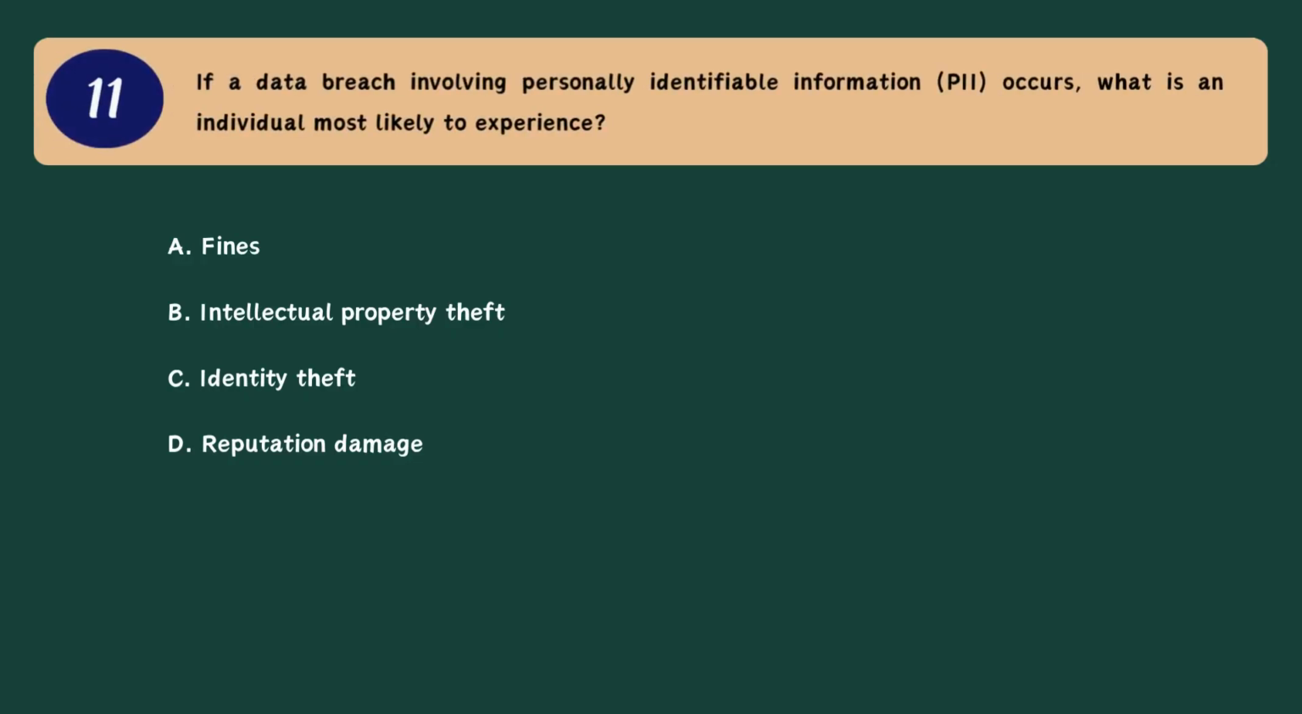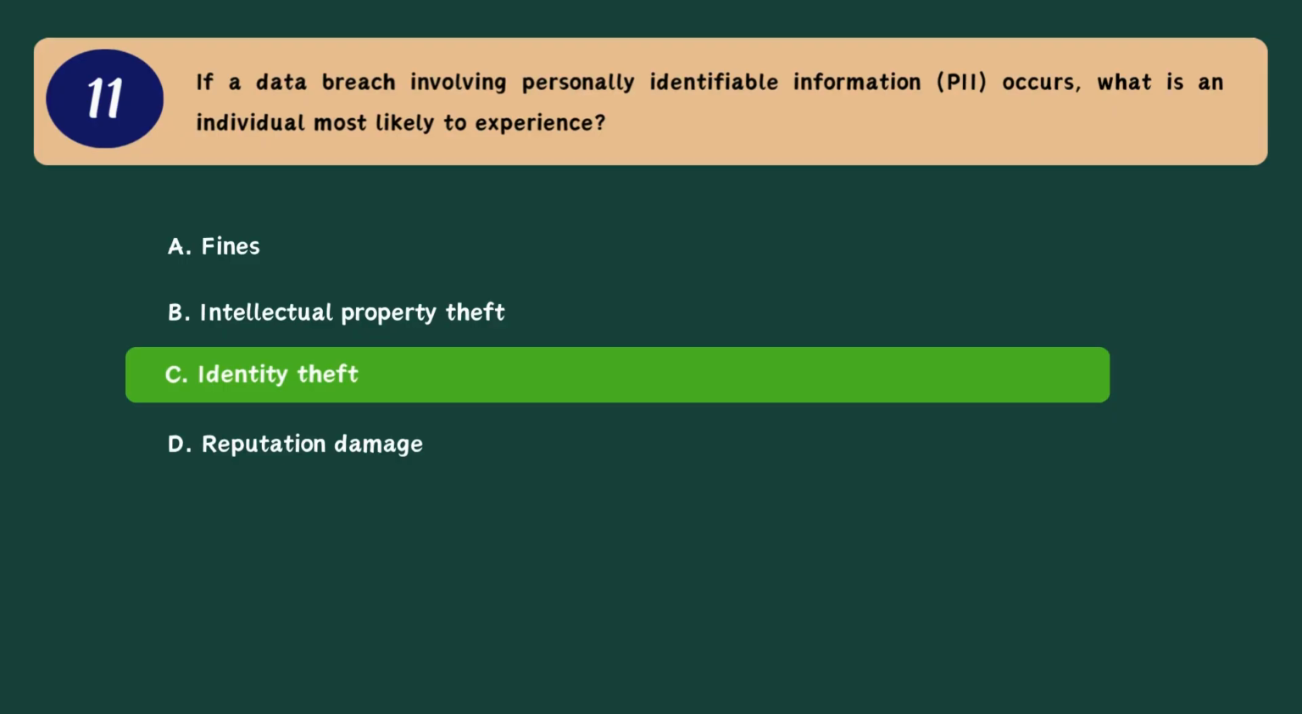Question 11. If a data breach involving personally identifiable information, PII, occurs, what is an individual most likely to experience? A. Fines. B. Intellectual property theft. C. Identity theft. D. Reputation damage.